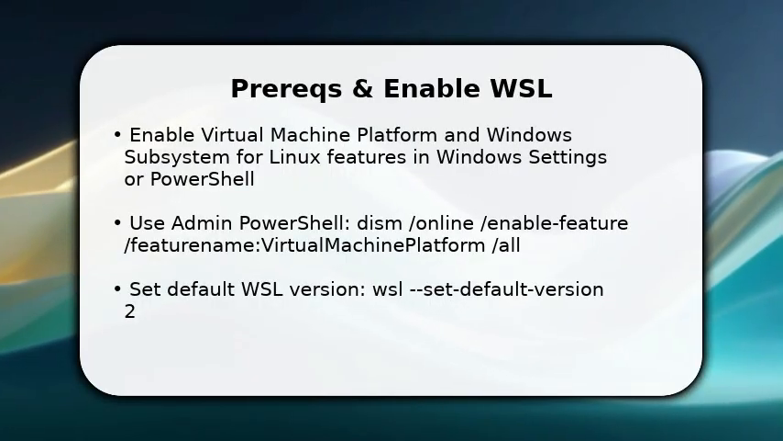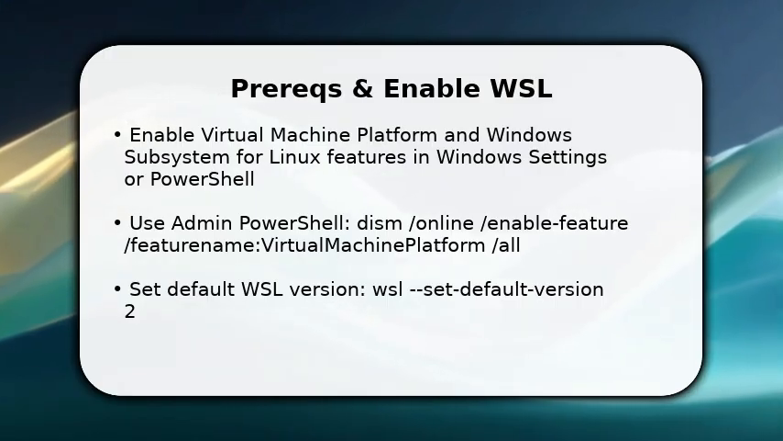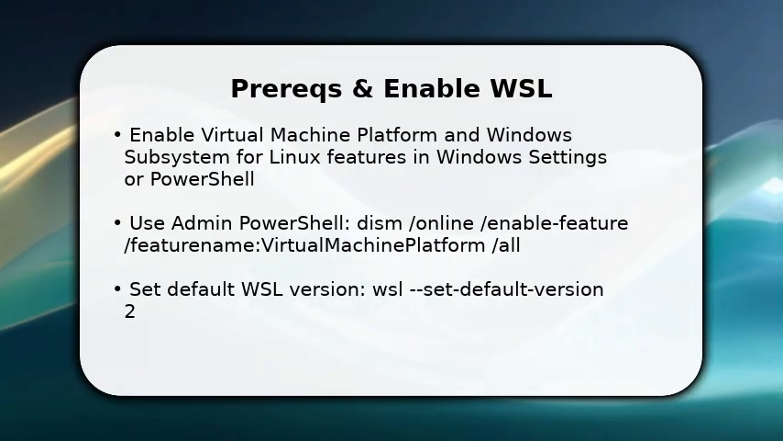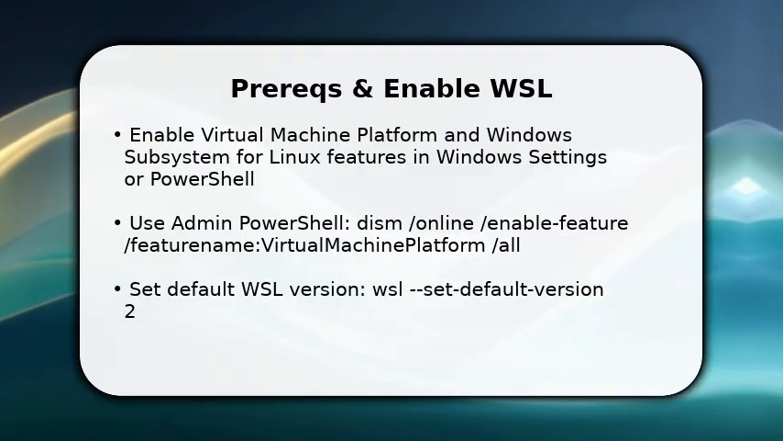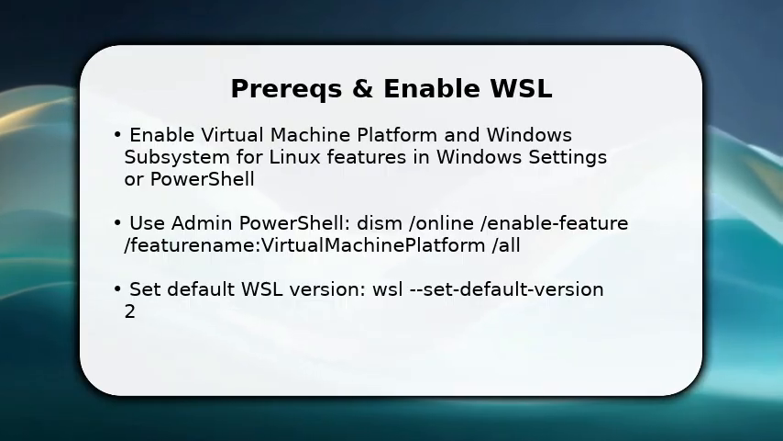You start by enabling the core features. This is why we do it first. WSL depends on the virtual machine platform and subsystem integration. Open an elevated PowerShell, run the dism enable feature command I just mentioned, and reboot when prompted.